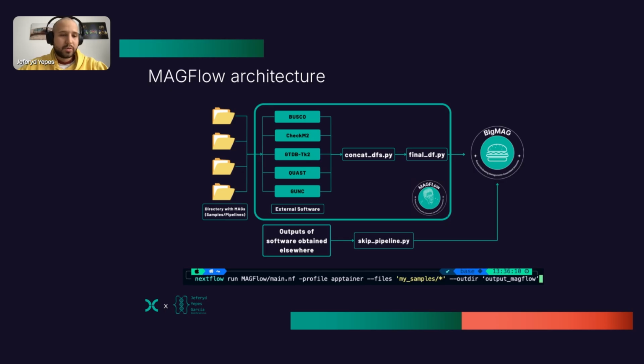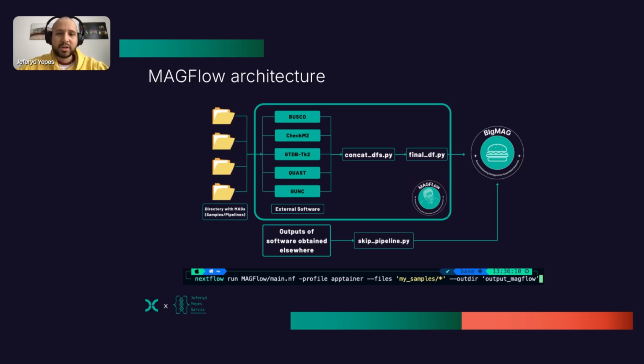Here I'm showing you the architecture of MAGFlow. MAGFlow is a Nextflow pipeline. And of course, it comes with all of the advantages that Nextflow has. For sure, it's scalable and reproducible. It's really easy to use. As you can see here, it's just a single command, and it follows the nf-core guidelines, so you wouldn't have any problem running it.